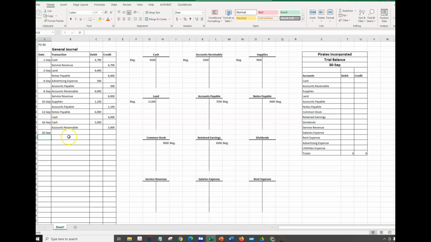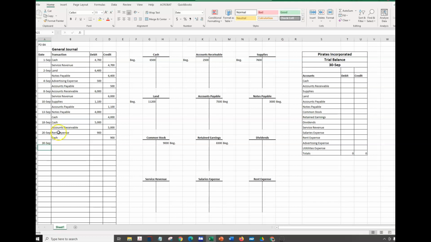September 20th. We pay $900 for September's rent. That's a rent expense. We want to increase rent expense, and you'll see that that's down here in our chart of accounts. We want to increase rent expense for $900. We paid it, so we must have paid it with cash because it didn't say we paid it any other way. We want to reduce cash by $900.